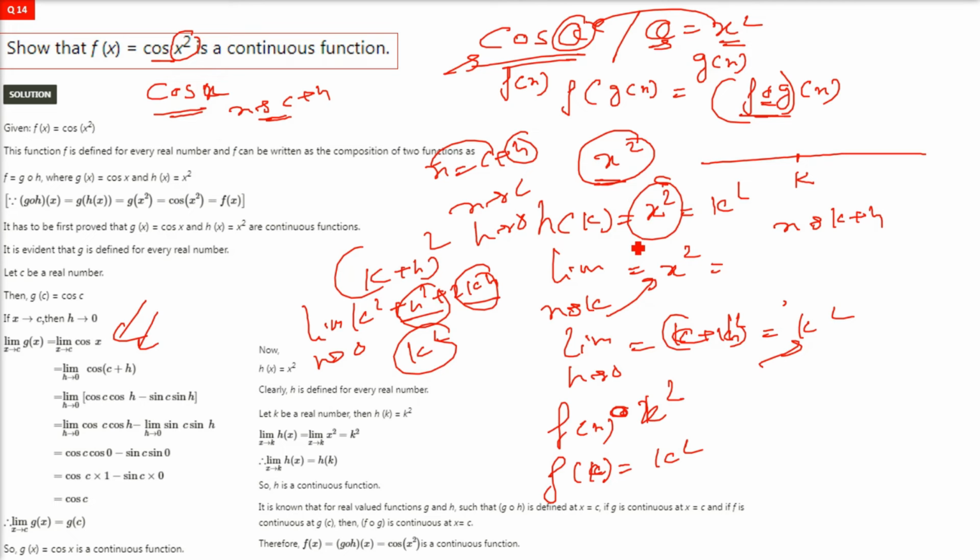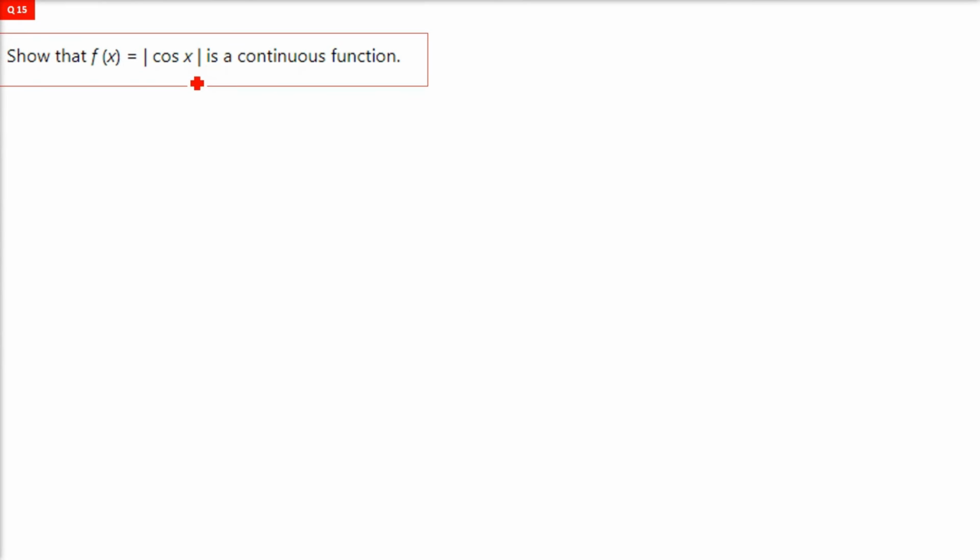So cos x square will also be a continuous function, because basically it is an operation. Now this question, fx equals mod of cos x. This is a continuous function. So we have fx, where there is one function which is the modulus function. It can have anything inside. Just imagine you have just a modulus function. We have another function, say called hx, and that is cos x. And what is gx? Mod of hx. So mod of hx is what? Mod of cos x.